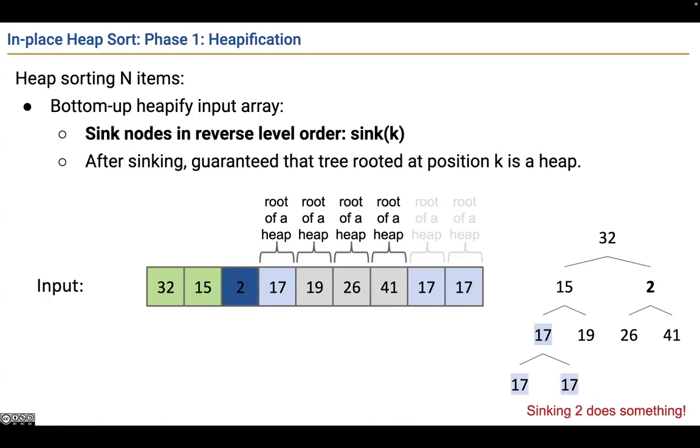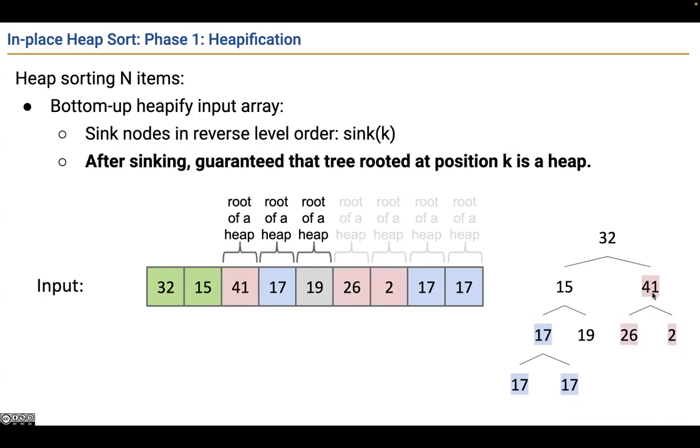OK, here is where something interesting happens. I get to the 2. I'm going in reverse level order. I get to the 2, and I want it to sink. Something's going to happen because this 2 is in the wrong place. This item here should be greater than both of its children, but the 2 is not. The 2 is like, I'm not cut out for this. This is too high of a position for me. So I'm going to sink to my rightful place. And it looks below itself and says 26, 41. Who would be the better boss?